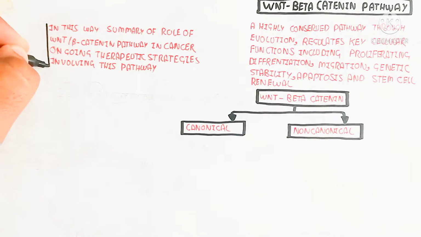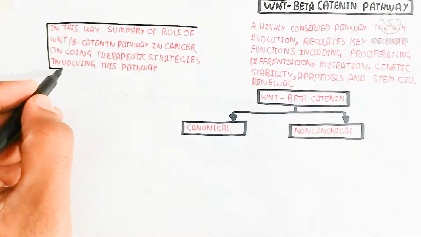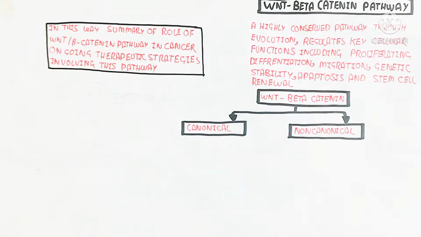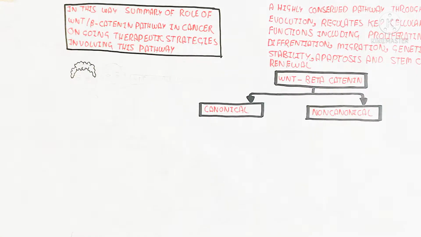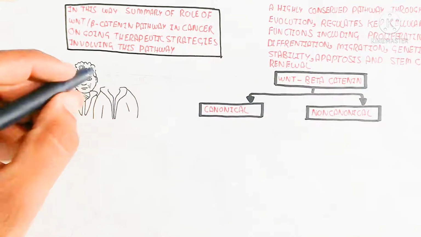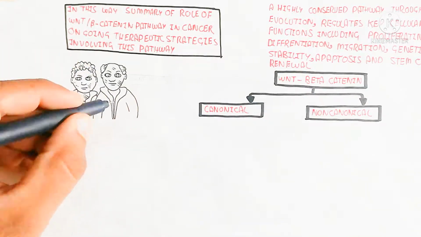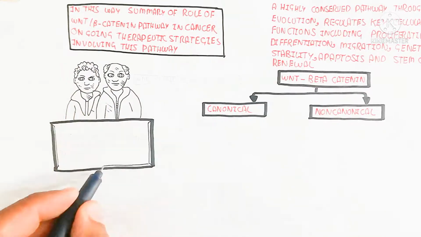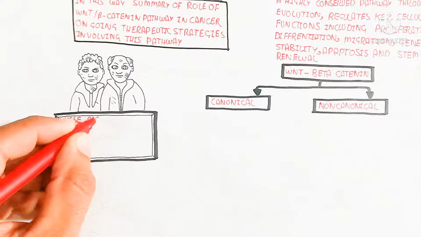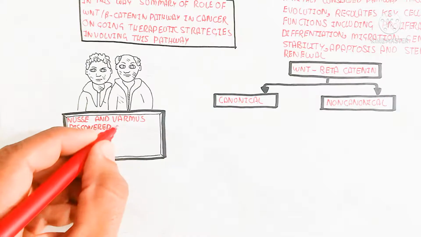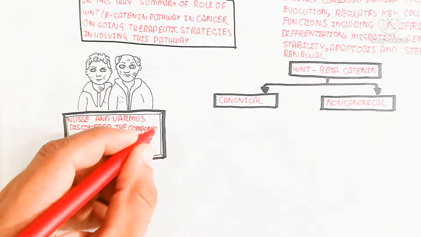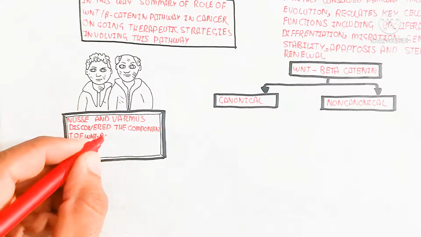First of all, we should understand the discovery. Nusse and Varmus discovered the component of the Wnt beta-catenin pathway in 1982. So in 1982, it was discovered by these two scientists.